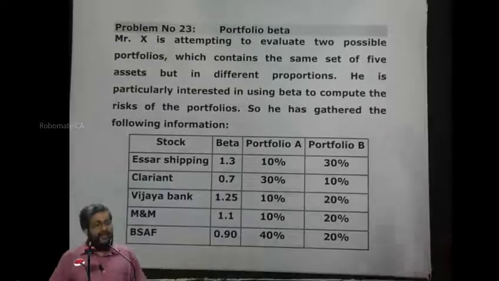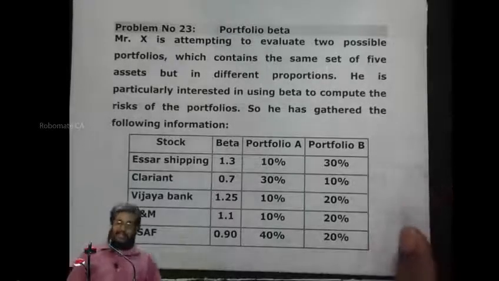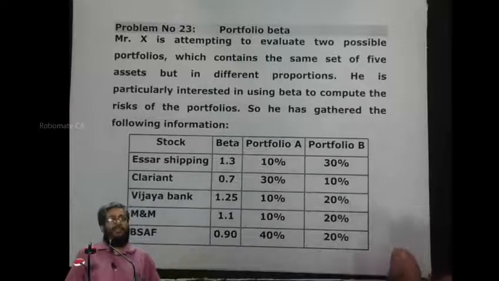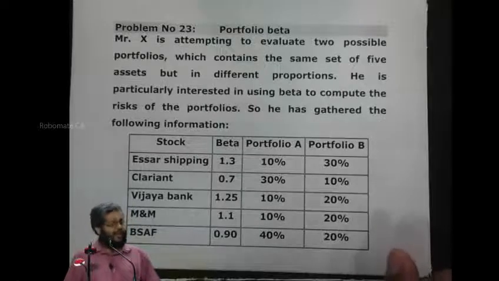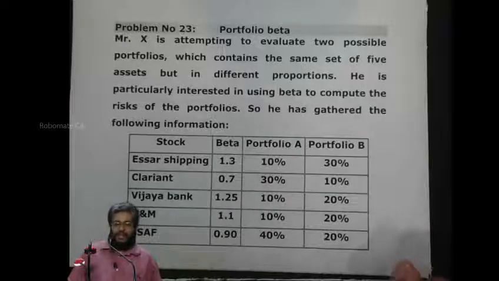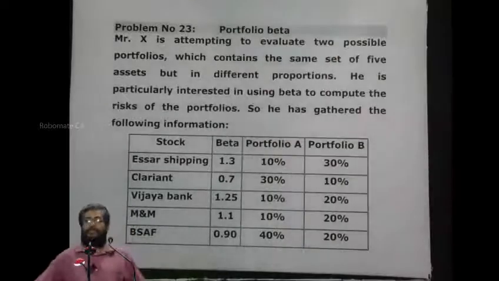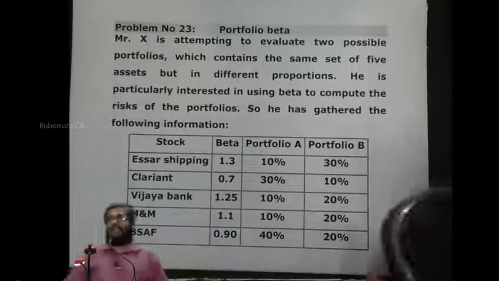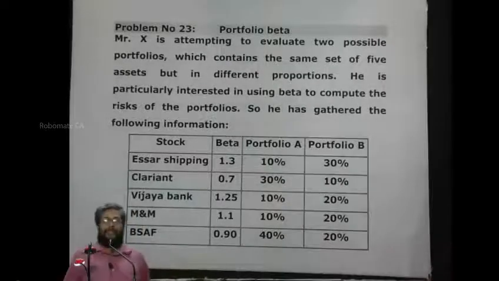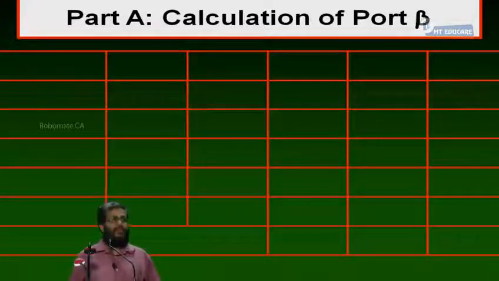See, we are having two portfolios. Both portfolios consist of the same stock, the stock of 5 companies, but in different proportions. Now they ask you to calculate beta of portfolio A and beta of portfolio B. Simple. What is beta of a portfolio? Weighted beta of the individual securities. Can I start doing it straight away or not? Write down first. Part A. Calculation of portfolio beta.